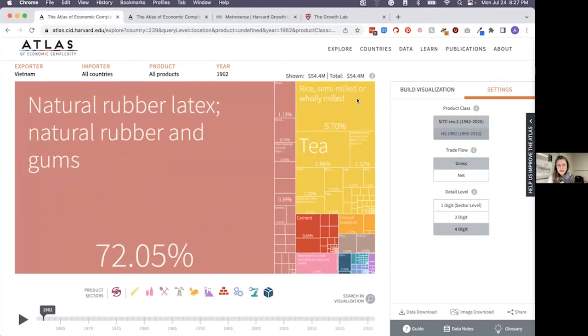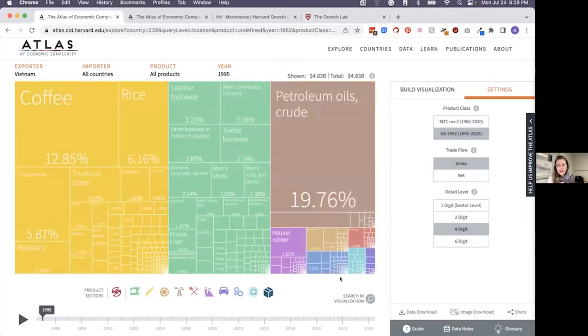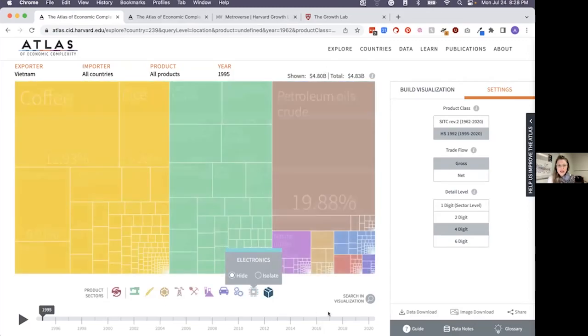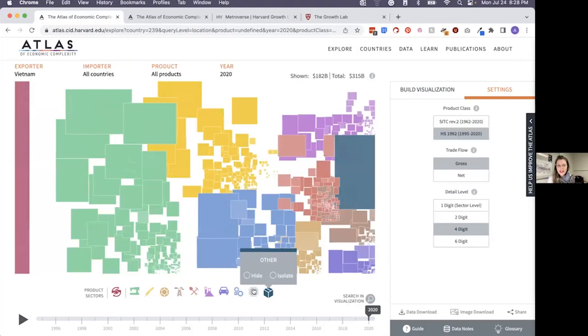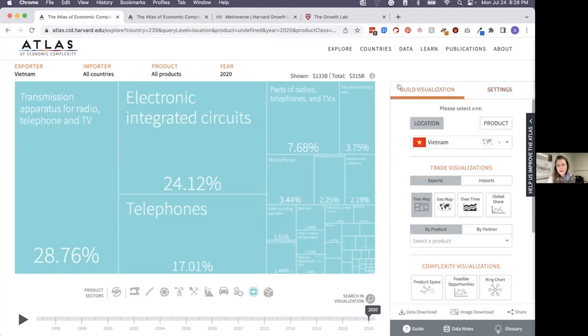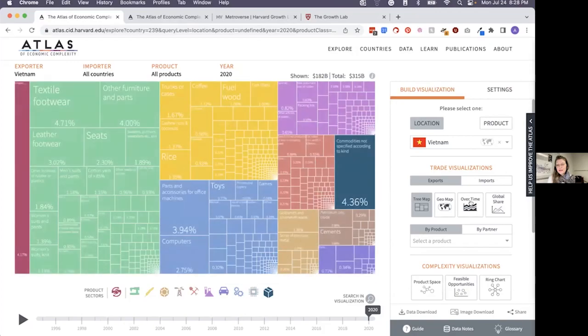Okay, so what's super interesting, of course, in the case of Vietnam is that here's that very, very small electronics sector back in 1995 worth about $31 million of its exports. And if we come back all the way to 2020, we really see electronics grow, of course, to 133 billion. Okay. So that's looking at the exports of Vietnam.